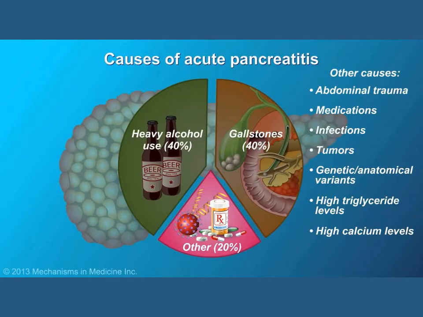This chart shows you a simplified version of the causes of acute pancreatitis. As I said, gallstones account for most of the cases, followed by alcohol abuse, and 20% of cases fall into other categories. The other cause categories include abdominal trauma, medications which I mentioned just now, infections, tumors, genetic and anatomical variants, high triglyceride levels, and high calcium levels.